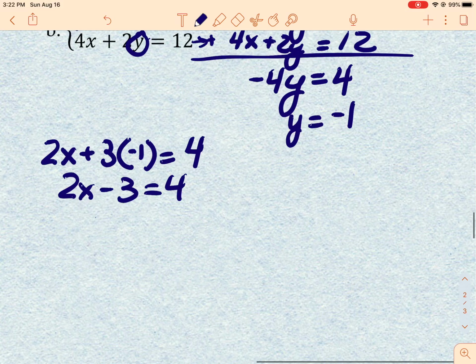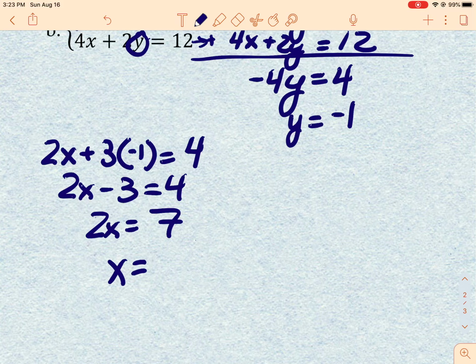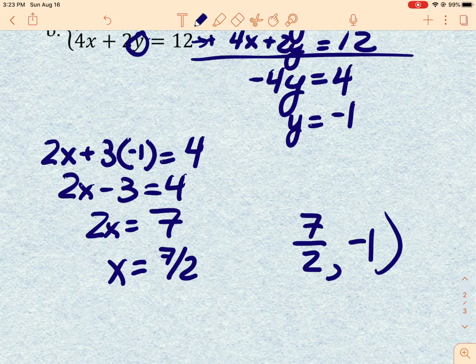Add 3 to both sides. 2x is 7. Divide by 2, and you're getting x equals 7.5, or 7 halves, or 3.5. I'm fine with fractions, so our final solution is 7 halves, negative 1.